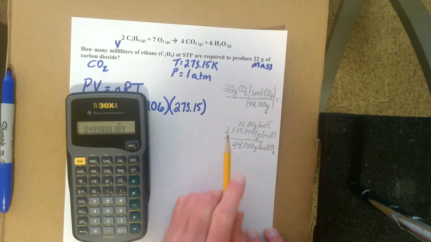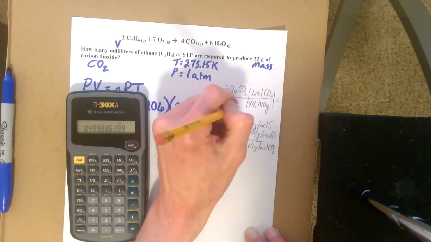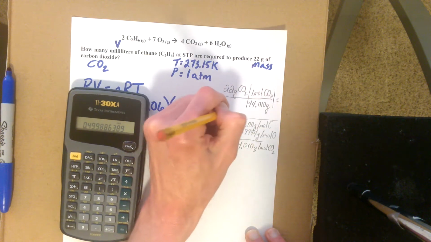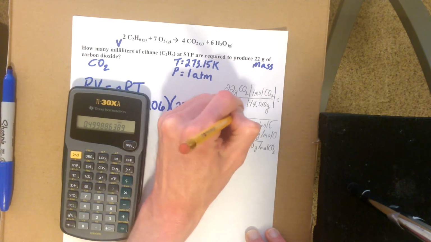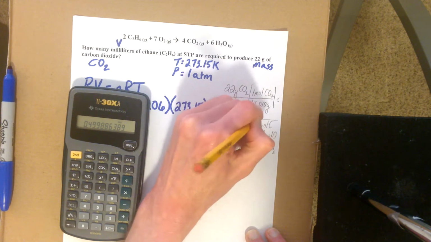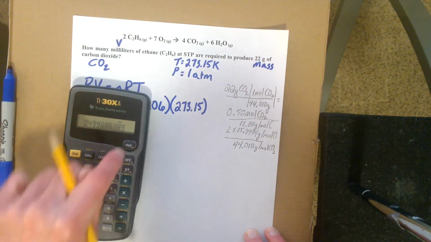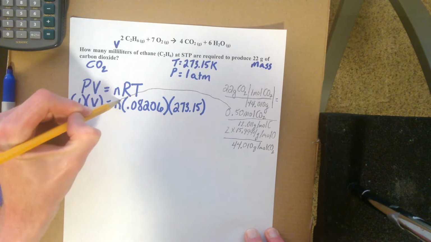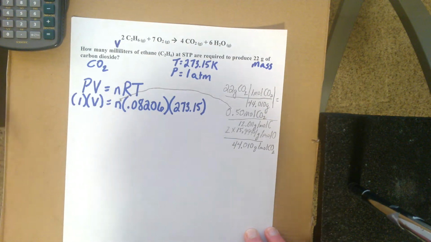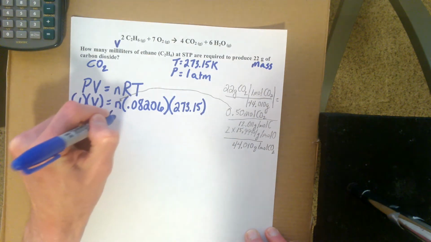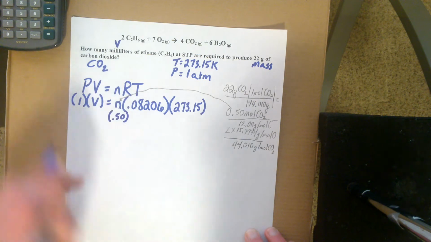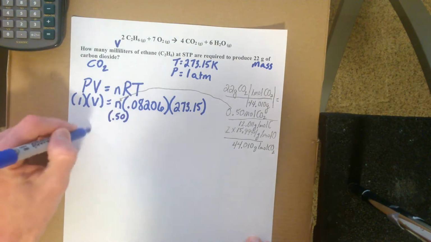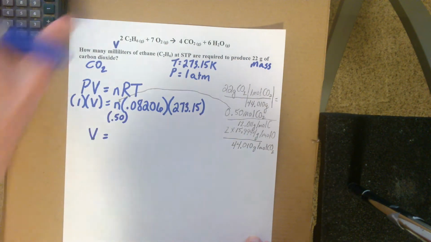And again, I'm going to go 2 sig figs because of this 22, so I'm going to end up with 0.50 moles of CO2, a half a mole. Now this is an n, so it can go right there. So let's go ahead and substitute that in, 0.50. Now we can simply solve for volume.